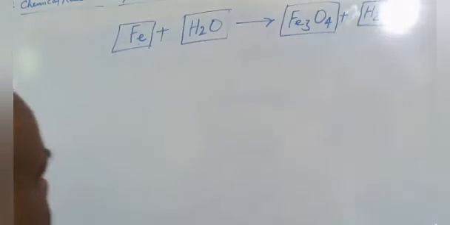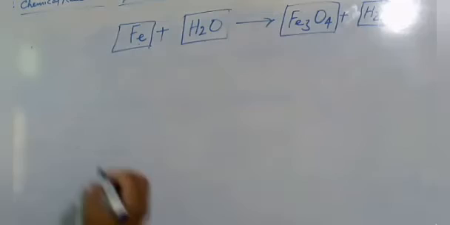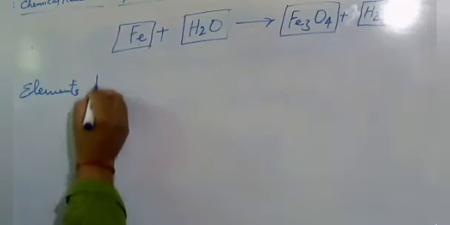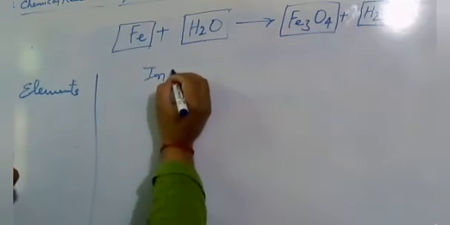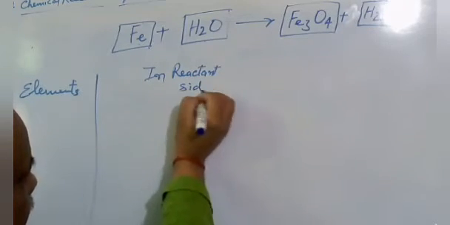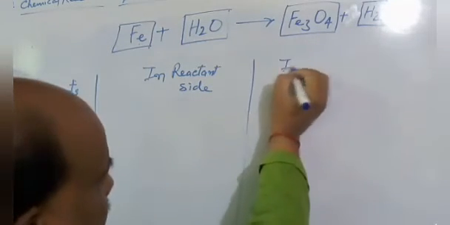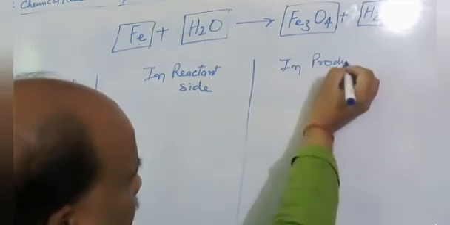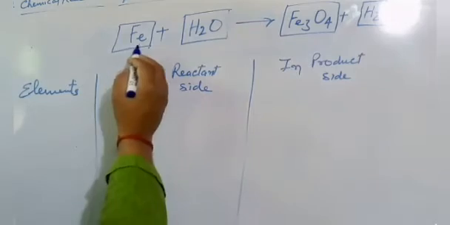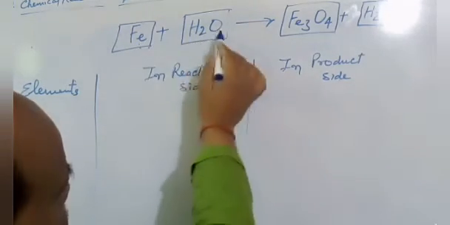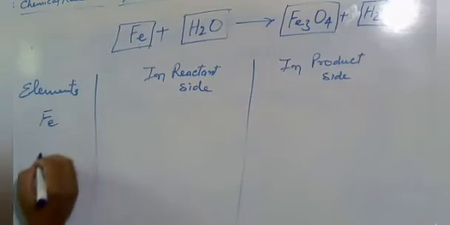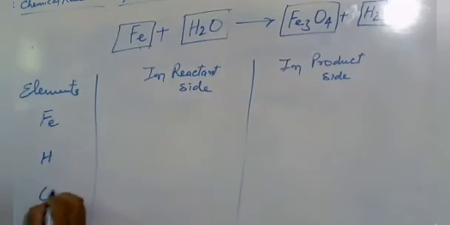Okay, we will make a table: elements, in reactant side, in product side. Only three elements, iron, hydrogen and oxygen, are present in reactant side and product side. Iron, Fe, hydrogen and oxygen.